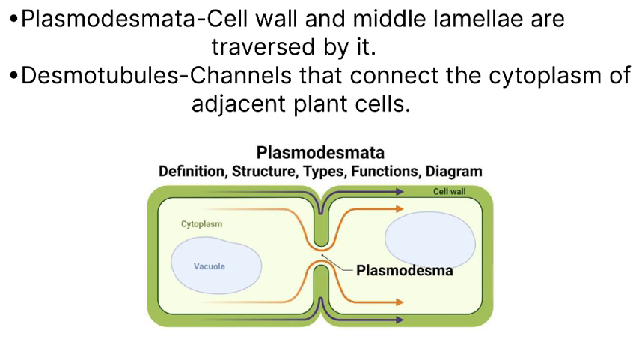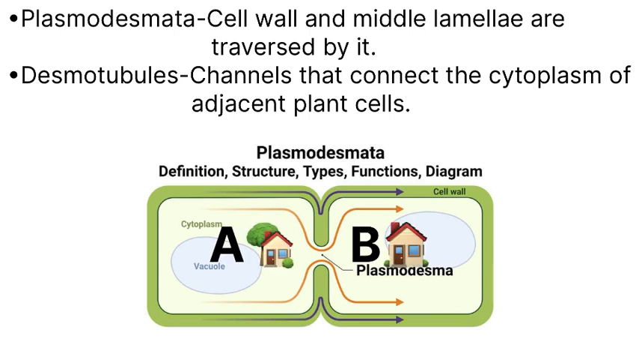Okay, let me clear this with a simple analogy. Suppose this is my house, house A, and this is your house, house B. Think of the plasmodesmata like a secret underground tunnel between these two houses, which allows people of the house to walk from one house to another without using the road outside, the extracellular space of these two cells, or you can say these two houses. The desmotubules are like pipes inside the tunnel, which are used to carry specific things like packages, signals, electricity, water and many such things.